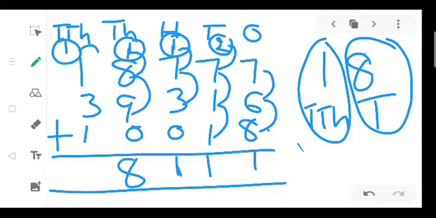Now we will add it, 1 and 1, 2, 2 plus 3, 5, 5 plus 1, 6. What is our answer here? 68,111. In the same way you can do B, C and D part. These parts you will do on your own.